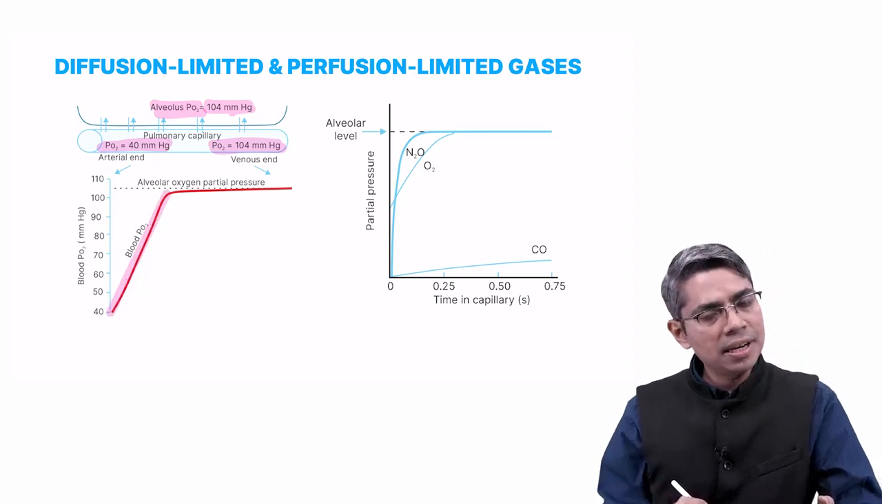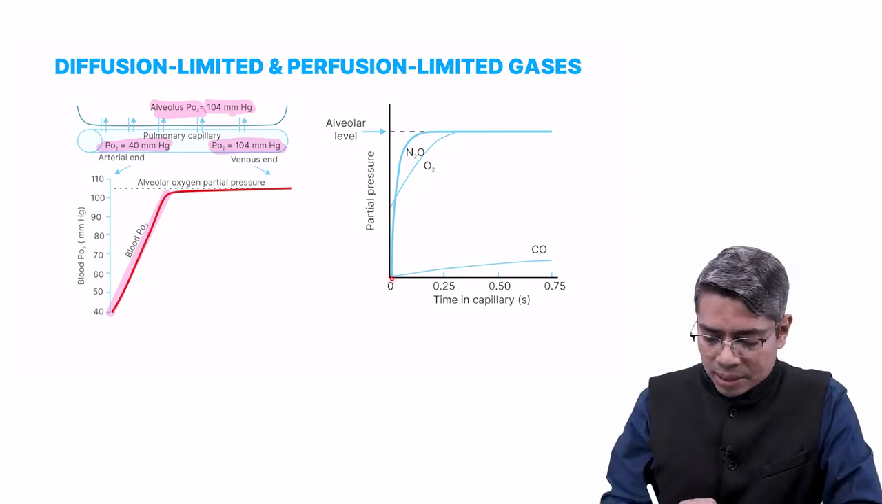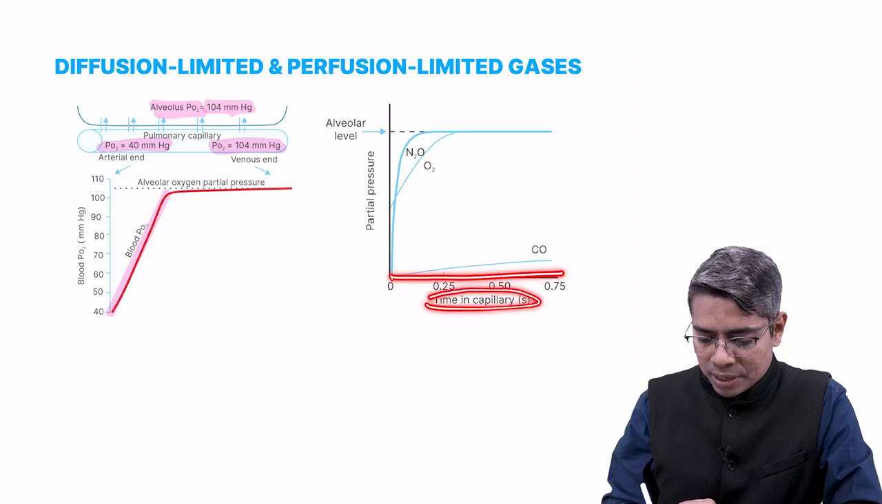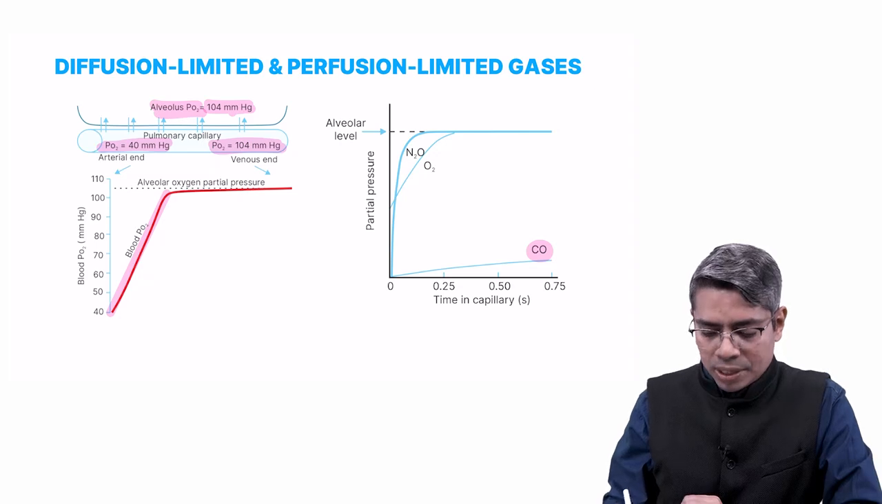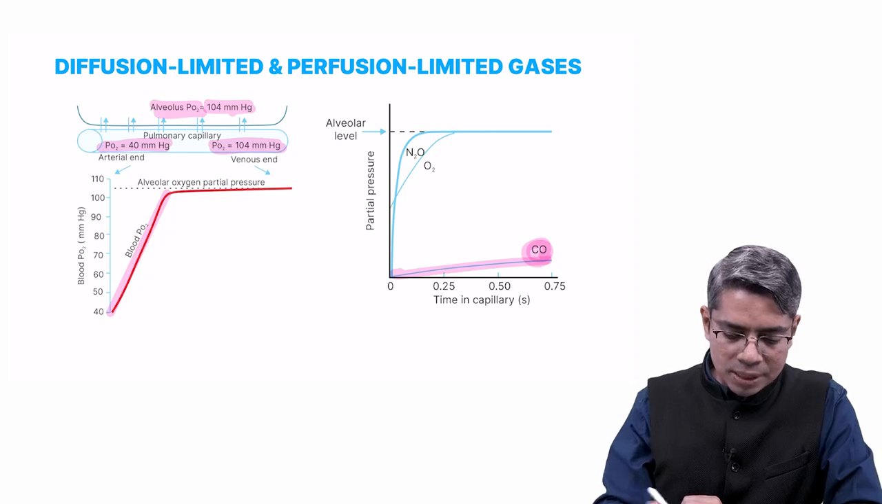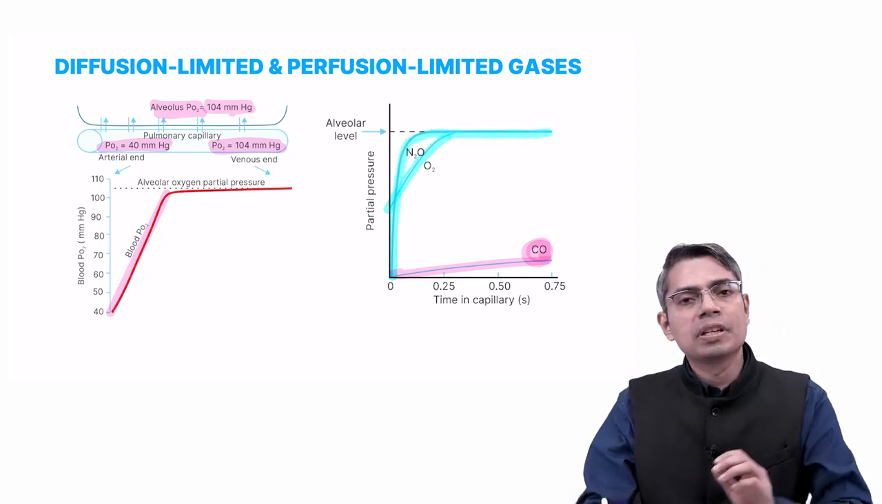So, this is explained here, and this is the curve taken from another book where the x-axis is the time period that we have already discussed. This is the carbon monoxide diffusion, which is typically a diffusion limited gas, and we can also find out here that the oxygen diffusion and the nitrous oxide diffusion are perfusion limited gases.